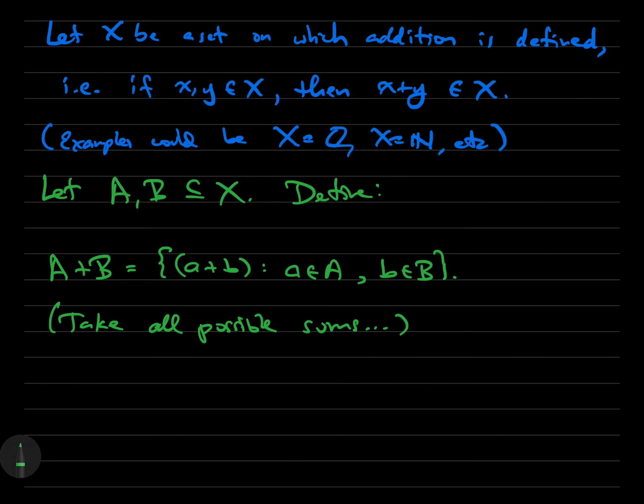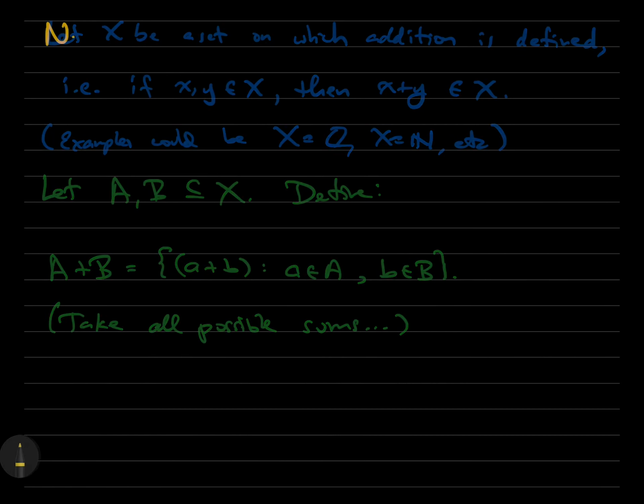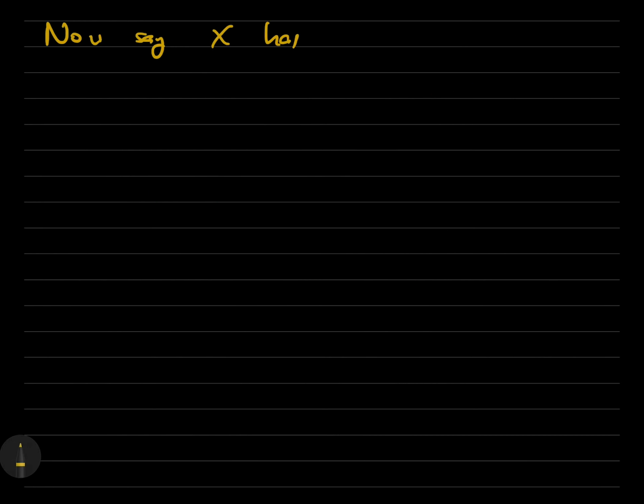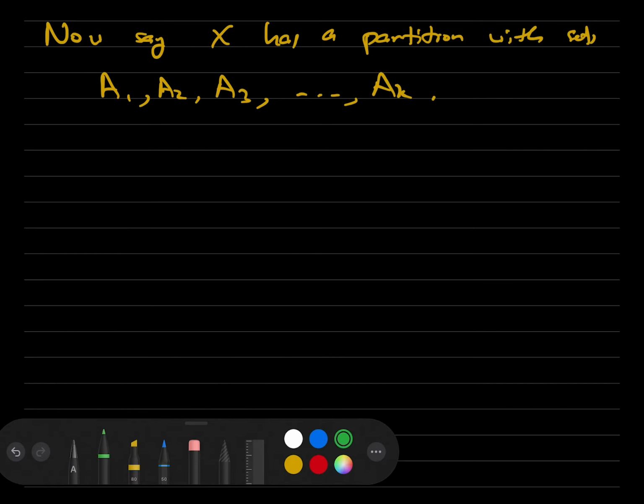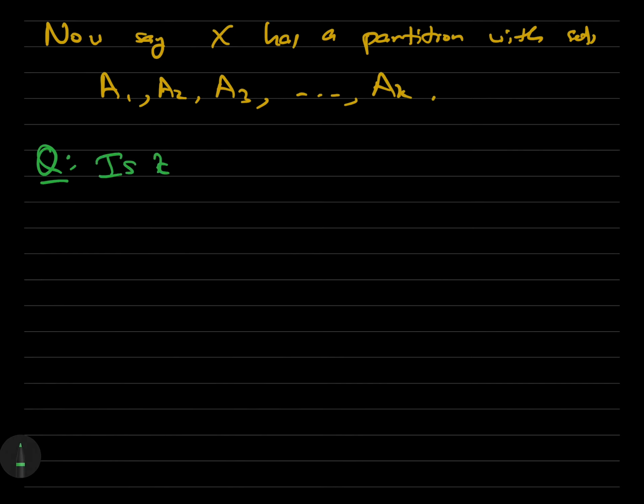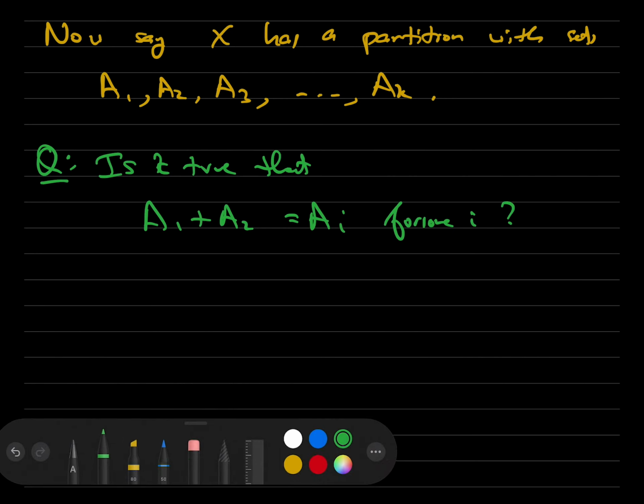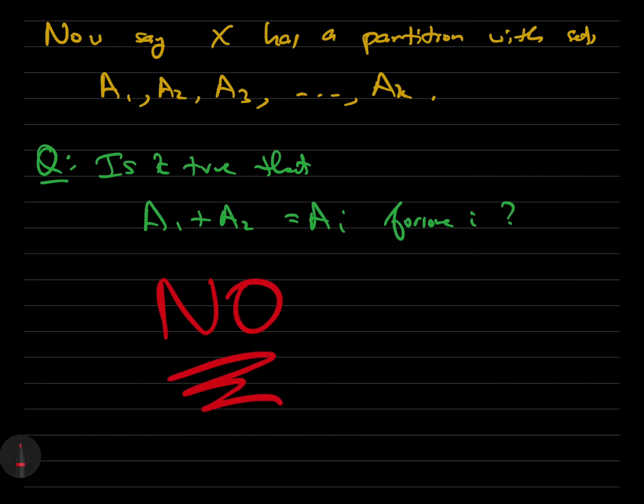Now, let's imagine that we have a partition of the set x. Let's say we have some sets a1, a2, all the way up to ak, and these form a partition. Is it always true that if we take, say, a1 plus a2, that gives us some other set in the partition? The answer is no. In fact, it rarely is. Only in certain special cases does it actually work. So that's one special fact that addition modulo n has that general partitions don't have.